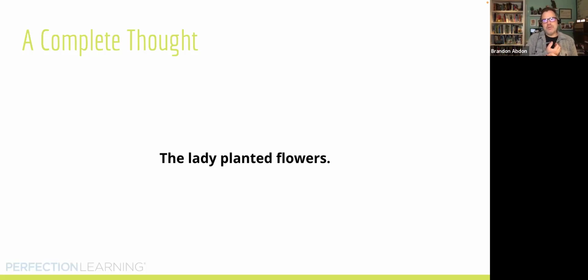How does it affect what we think about the lady or the flowers or the situation if we get details in different places? So you see here, I've got my subject, the lady. I have my verb. In this case, it's a transitive verb. I know that, but my kids don't have to know that. Students don't have to know the names of all of these parts because they know when the thought's incomplete.